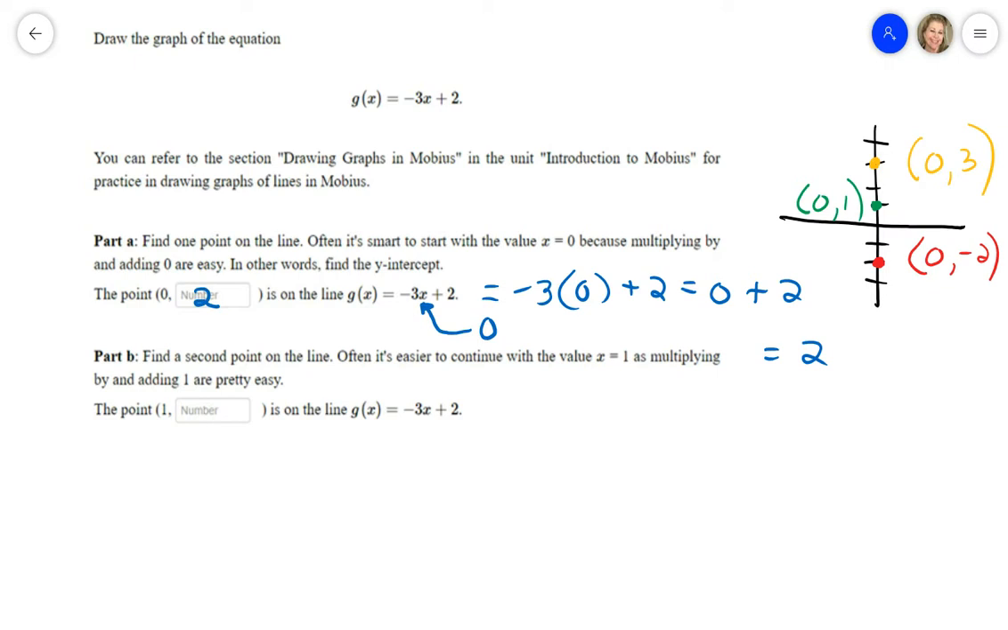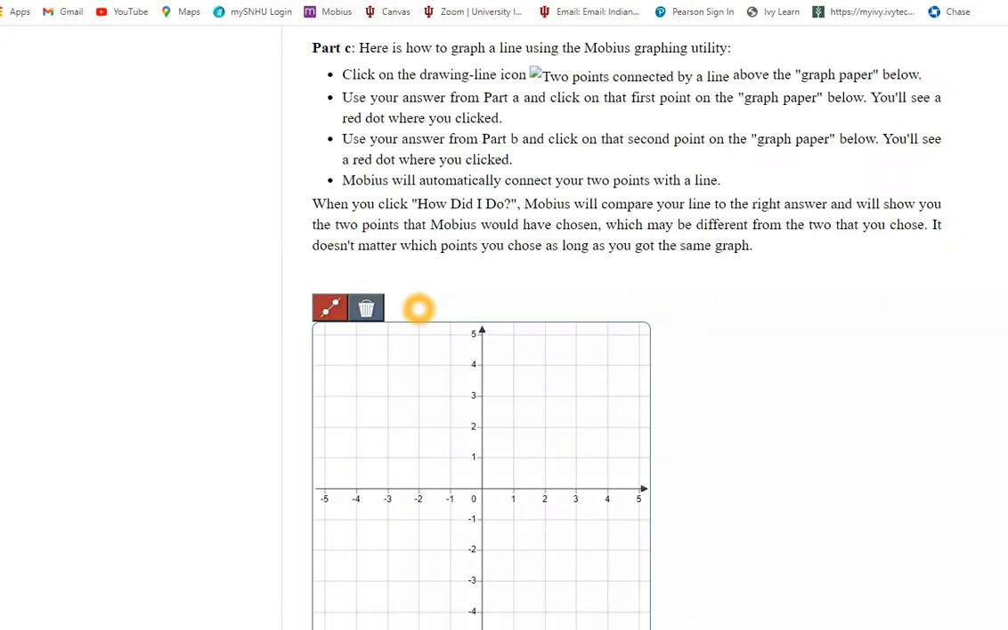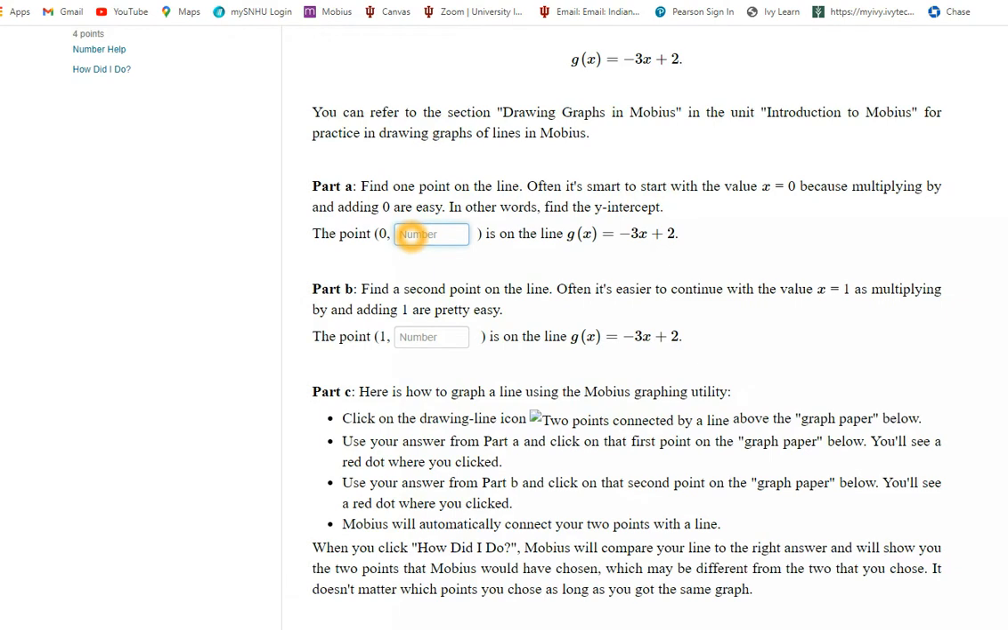Part B then says, find a second point on the line. Often, it's easier to continue with the value of x is equal to 1 because multiplying by 1 doesn't change anything and then adding 1 is pretty easy. So that's what we're going to do. This time we're going to plug a 1 right there. So this is going to be negative 3 times 1 plus 2. Of course, negative 3 times 1 is negative 3, and negative 3 plus 2 is negative 1. Now, I'm going to jump back to Mobius and plug in those numbers, 2 and negative 1. And 2 went here, and negative 1 went there.